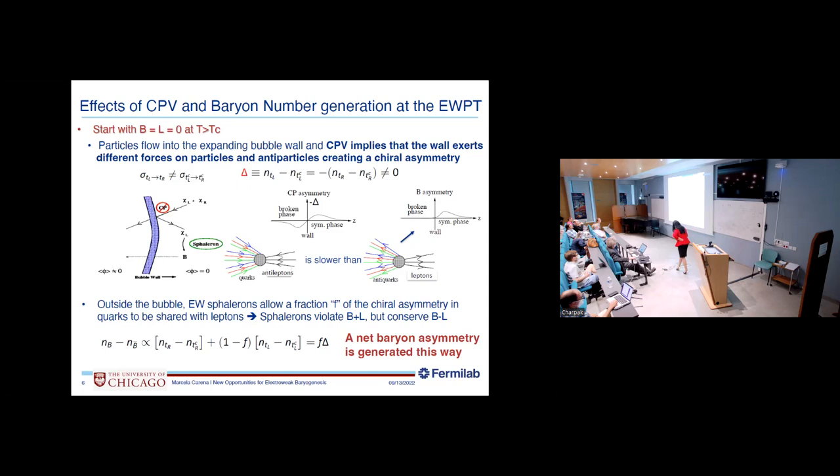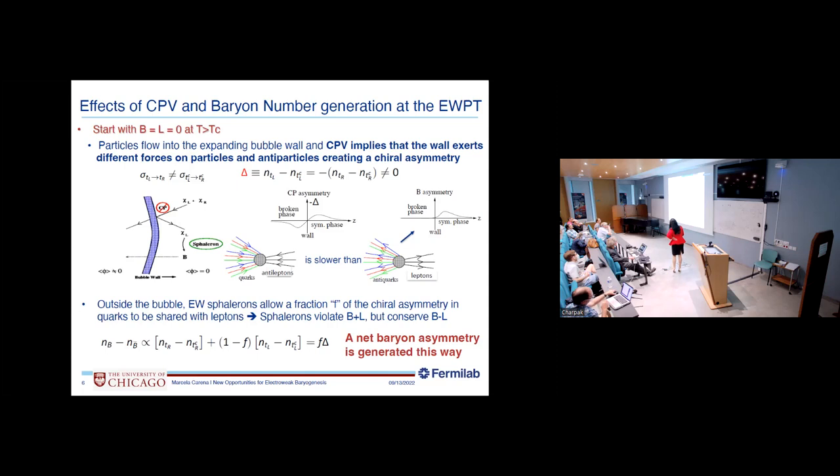So what happens is that the particles, so this is my bubble wall, okay, and these are particles that come from the fake vacuum into the real vacuum, phi different from zero, so the Higgs has a vev, or the Higgs has not a vev. Fake vacuum, false vacuum, real vacuum. So the particles flow into this expanding bubble wall, and because of CP violation, the wall exerts different forces on particles and antiparticles. Because of that, we are able to generate what we call a chiral asymmetry.